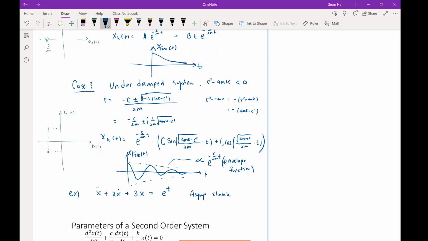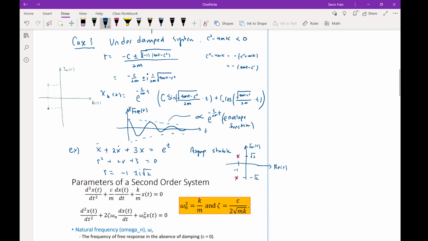It is an asymptotically stable system. And what are the roots? Your characteristic equation is r squared plus 2r plus 3, and you'll find that your characteristic roots are -1 plus or minus square root of 2 i, or i times square root of 2. So is this underdamped, overdamped, or critically damped? There's no question it's an asymptotically stable system, but your root is at -1 comma square root of 2 right here. So this is the imaginary part of r, and this is the real part of r. Where's the other root? Right here at -1 comma negative square root of 2. These are your 2 characteristic roots. So this is an underdamped system.